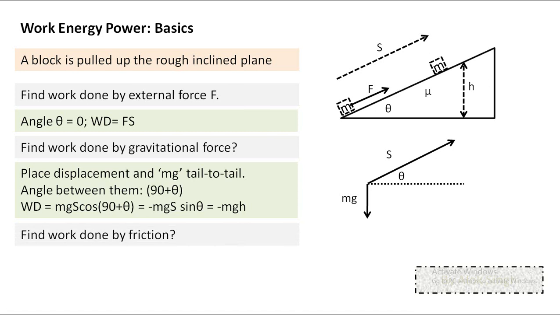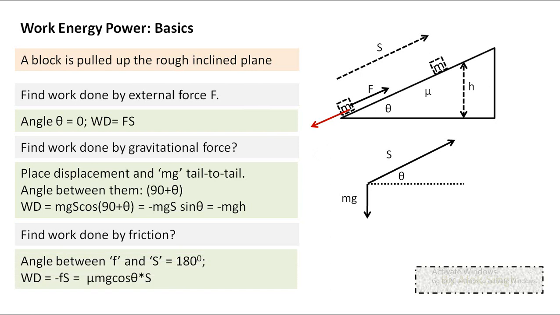What will be the work done by friction? Again, the method remains the same: magnitude of force into magnitude of displacement into cos of the angle between them. So what is the magnitude and direction of the friction force? Kinetic friction is opposite to the direction of motion. Hence the friction force will act downwards, opposite to the displacement. The angle is 180. The magnitude of the friction force is equal to mu mg cos theta. We substitute these values. The work done will be equal to minus f into s, with a negative sign because cos of the angle is minus 1. We substitute this value, and this is the work done by friction.